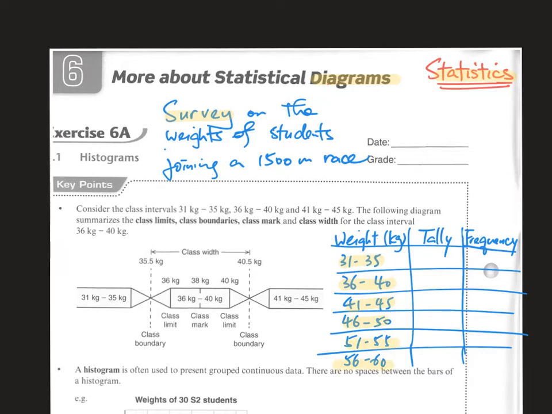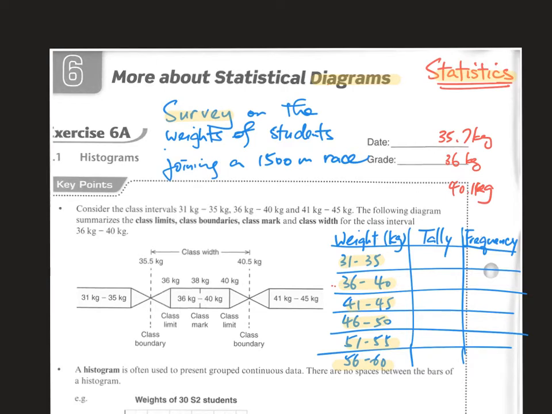You may ask why there's a gap between the numbers. It is because normally when we are deciding the numbers in the table, for example, if you are 35.7 kg, you will consider yourself as 36 kg. So that's why you're in the second group. For example, if you are 40.1 kg, by rounding off, you will put yourself into 36 to 40 kg.